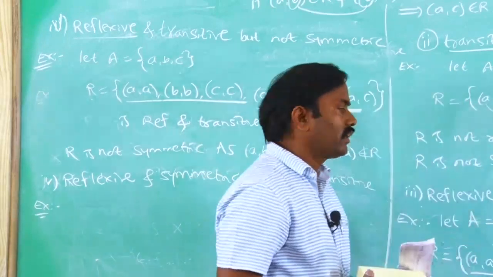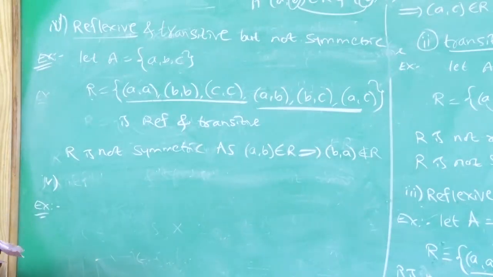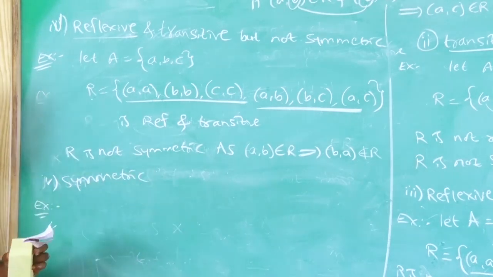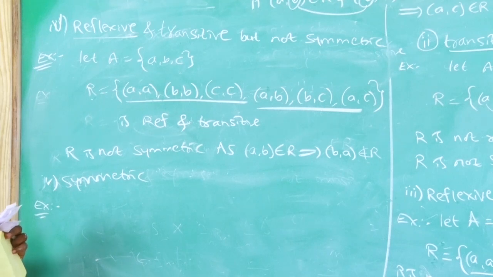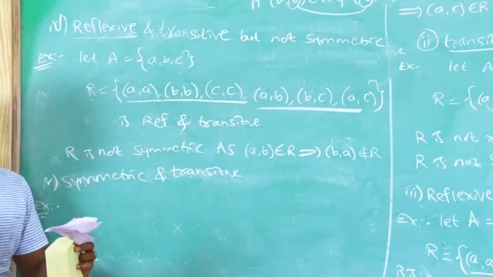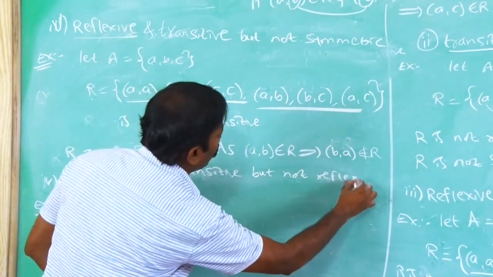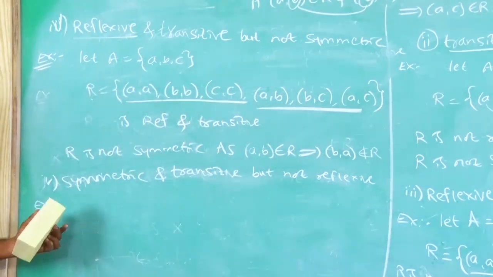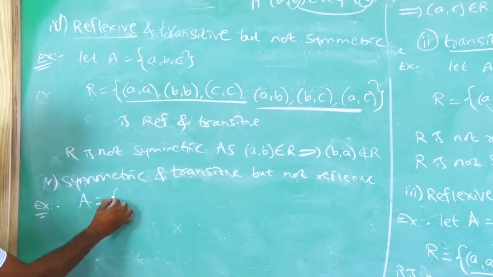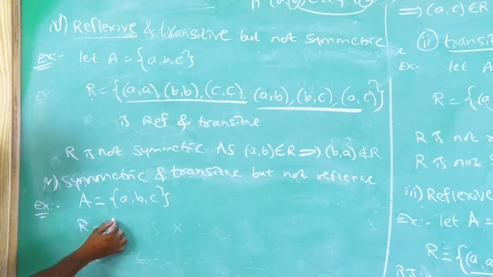Fifth example: give an example of a relation which is symmetric and transitive, but not reflexive. To write this example, first take any one non-empty set. A equals the set of elements A comma B comma C. Now R equals, find the relation set.